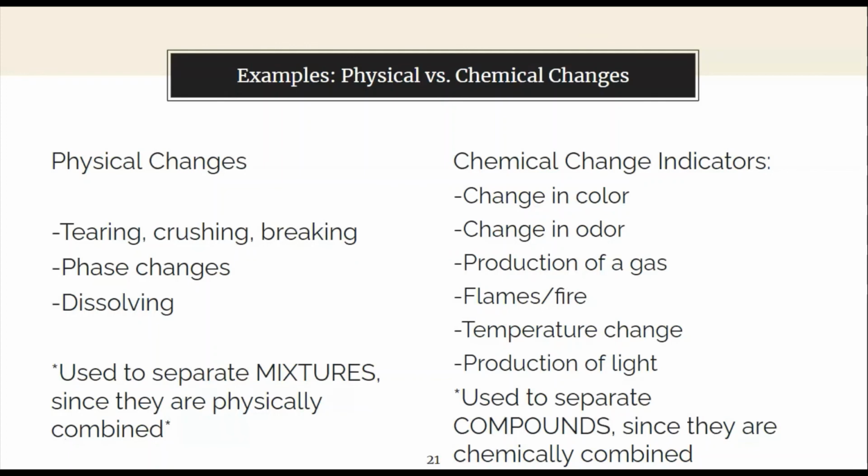Flames or fire, okay? A temperature change. Now, I can change the temperature of something without changing its identity. But if I mix two chemicals together and the temperature changes on its own, that is a clue that I might be having a chemical change occurring. But that can occur with both, actually. Production of light, okay? Like when we saw the video where they lit magnesium on fire. These are used to separate compounds because compounds are chemically combined.